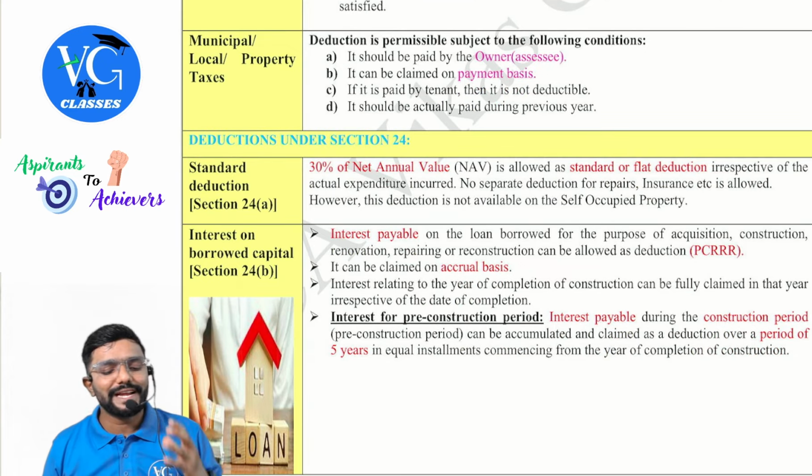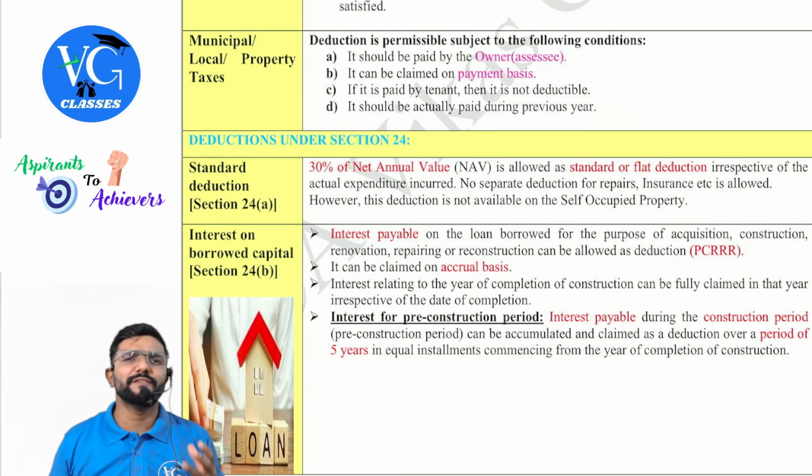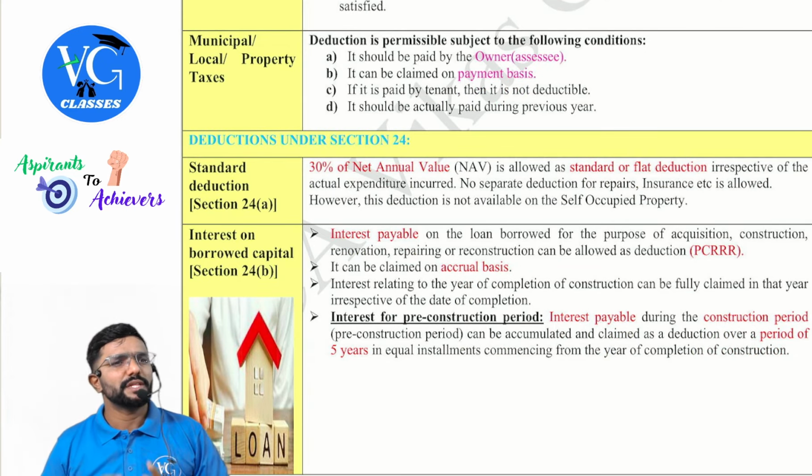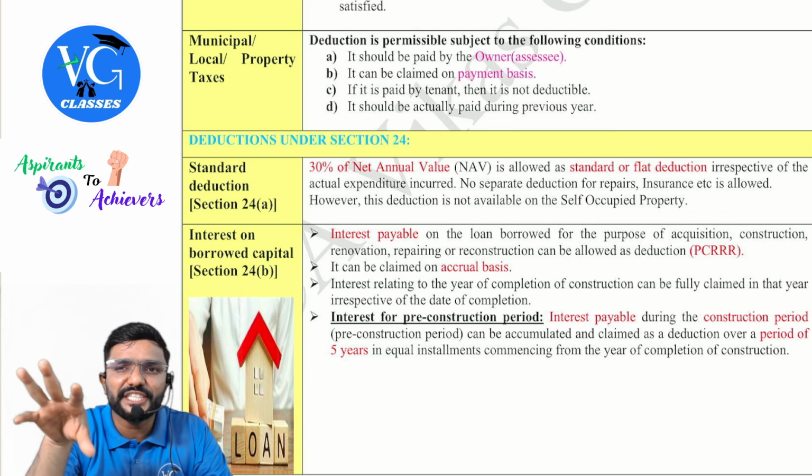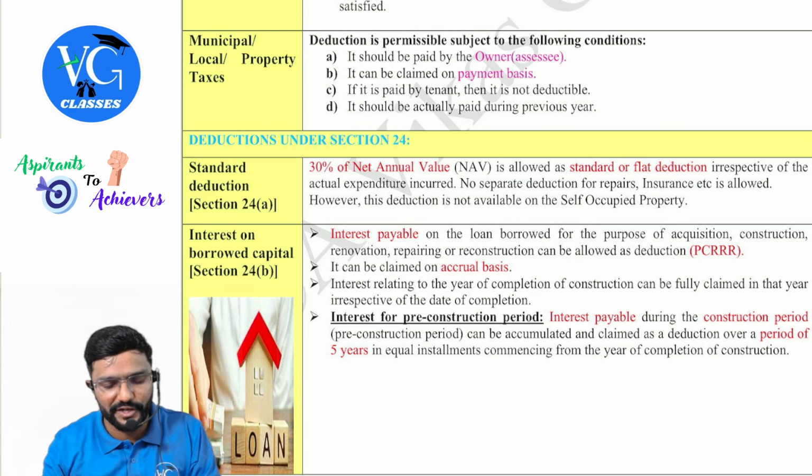Next, local taxes or municipal or property tax, everything is one and the same, guys. This is allowed as deduction only if it is paid by the owner during the previous year. Sir, paid by tenant, not allowed. Not paid during the year, not allowed. Sir, paid in the next year for current year plus next year, both the years put together, can I claim both? Yes, on payment basis. So municipal tax or local tax or property tax is allowed on payment basis. Is there any dedicated section for it? No, there is no section for it.